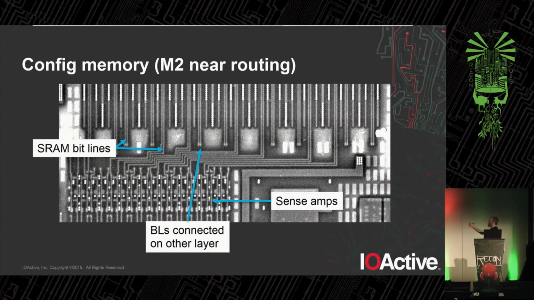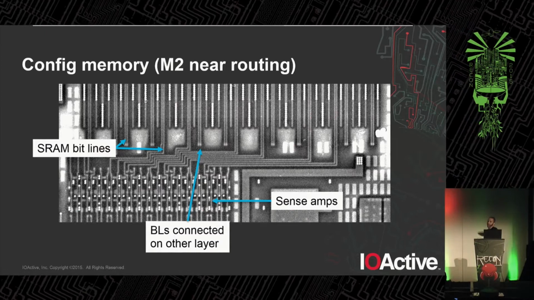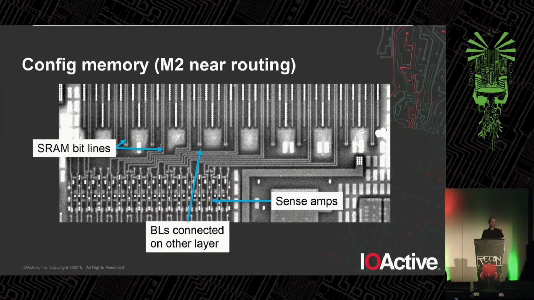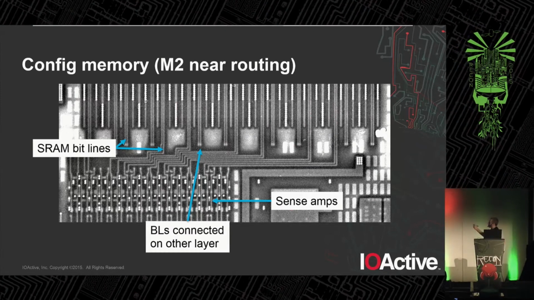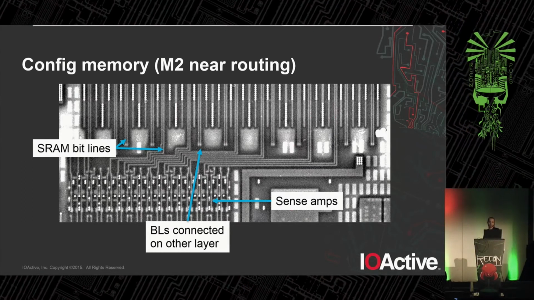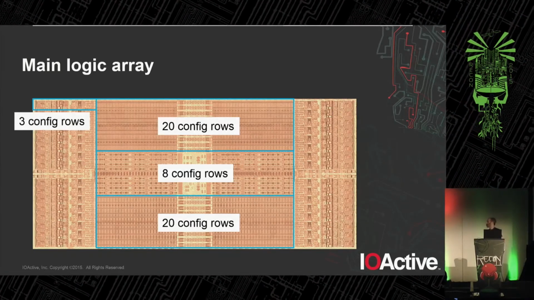You can actually see the lines coming off the sense amplifiers for the EEPROM going up vertically into the array, and if you trace it out all the way, you can see it writing to the individual configuration SRAM cells in the die. There are a few bit lines here and here, for example, that are connected in, I believe, metal 3 instead of metal 2. They couldn't fan it all out in one layer. So now let's take a look at the main logic array.